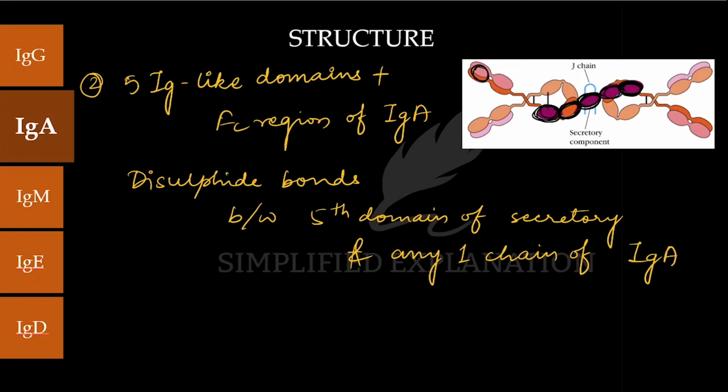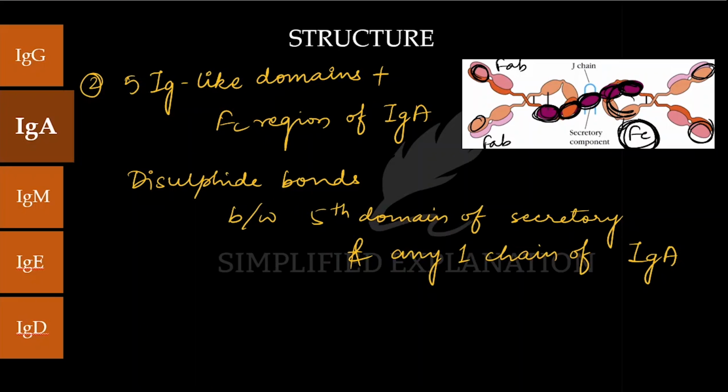This portion is the Fab region, this is also a Fab region, and this is also a Fab region. This portion is the Fc region. So this secretory component is interacting with the Fc portion of the IgA. Okay, and how are they interacting? As I have told you, with the help of disulfide bonds.